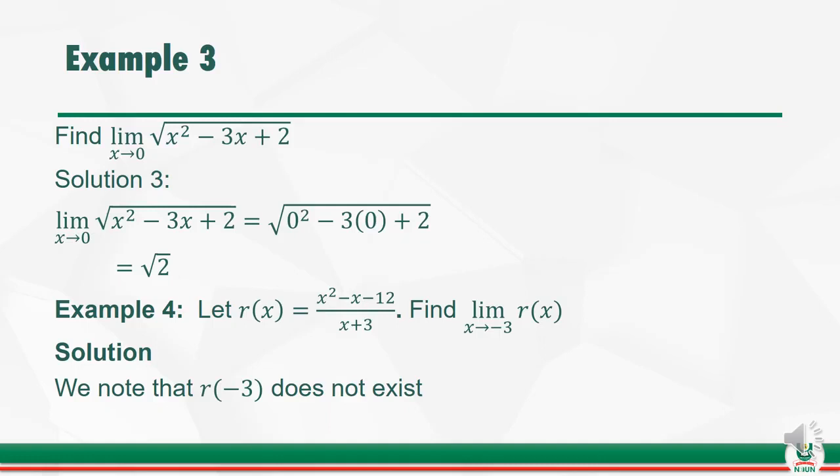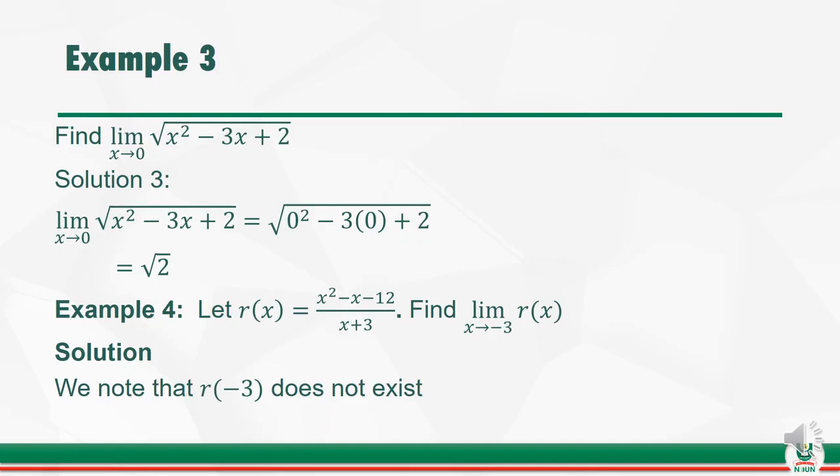This leads us to example 3. Example 3: find the limit of the square root of s squared minus 3s plus 2 as s tends to 0. This also we substitute directly. When we substitute directly, where we have s squared, we put 0 squared.